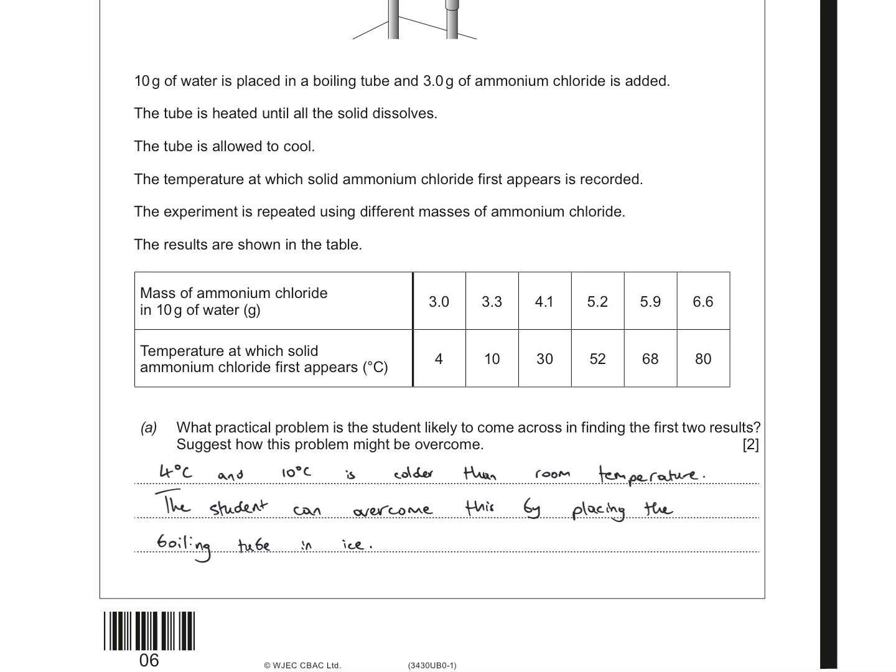What practical problem is the student likely to come across in finding the first two results? Now these are at 4 and 10. Suggest how this problem might be overcome. The problem that we've got is 4 degrees and 10 degrees are colder than room temperature. Room temperature is generally around 20. So that's our first problem. Suggestion of how we can overcome this: they can overcome this by placing the boiling tube in ice.